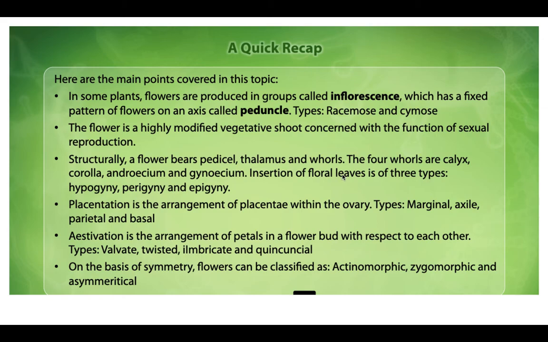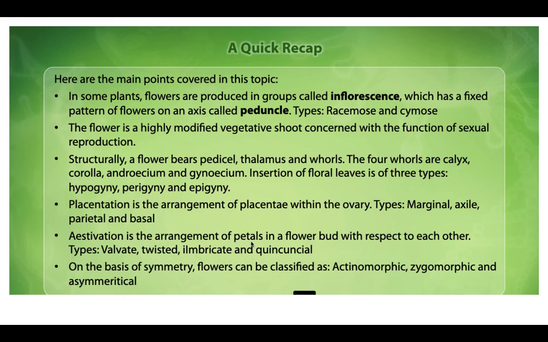Insertion of floral leaves is of three types, on the basis of which flowers are hypogynous, perigynous, and epigynous conditions. These are the three conditions related with the insertion of floral leaves into the thalamus part of the flower. Placentation is the arrangement of placentae within the ovary. Types of placentation that we have studied: marginal, axile, parietal, basal, and free central.